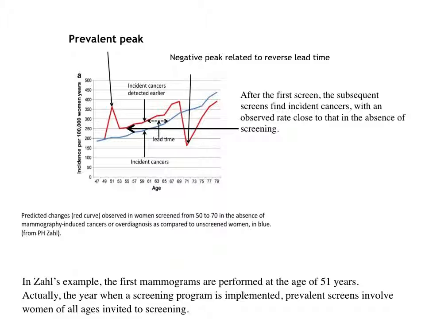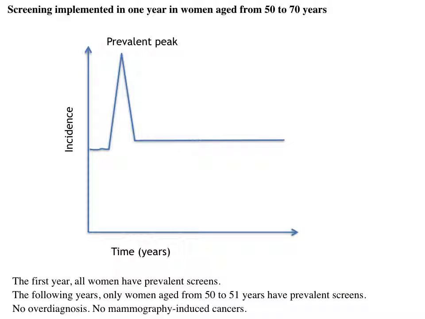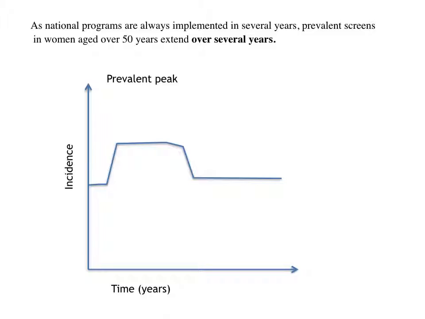Actually, the year when a screening program is implemented, prevalent screens involve women of all ages invited to screening. If screening were implemented in 1 year in women aged from 50 to 70 years, there would be a prevalent peak this particular year, followed by a return close to baseline, with only women aged from 50 to 51 years having prevalent screens. In this figure, there is no overdiagnosis nor mammography-induced cancers. Actually, national programs are always implemented in several years, and prevalent screens in women aged over 50 years extend over several years.